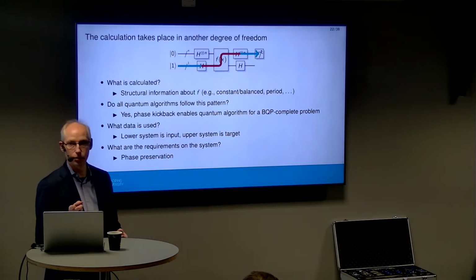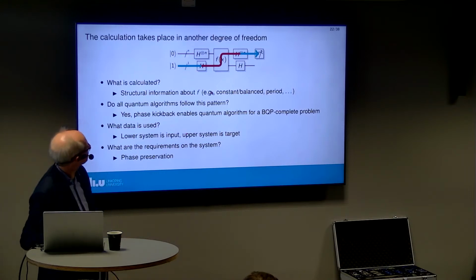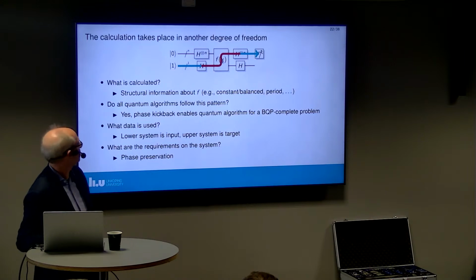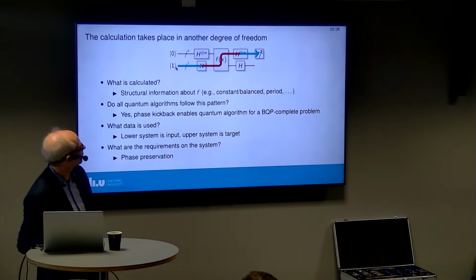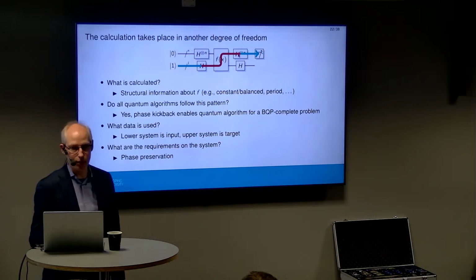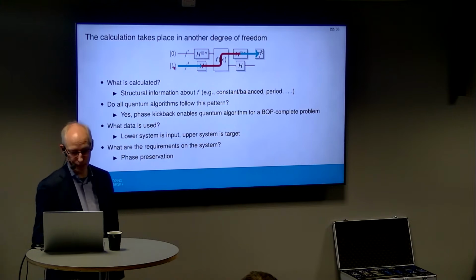This is actually part of Niklas Johansson's PhD thesis, not so long ago. That was last year. So what data is used? Well, the lower system is the input, and the upper system is the target. If you put a 0 here, nothing happens at all, so you don't get any information. You need to put a 1 in this case to get some information.